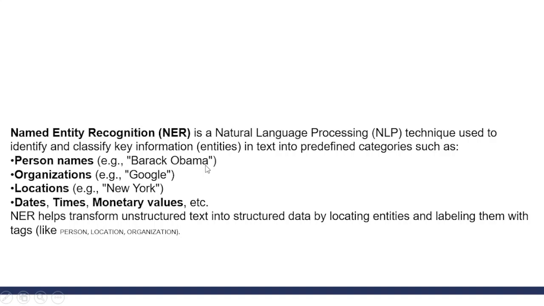So, named entity recognition is a natural language processing NLP technique which is used to identify key information in the text into predefined categories. Like, for example, it will identify the person name for me, it will identify organization, location, date, time, monetary values. All these can be identified with the help of named entity recognition.